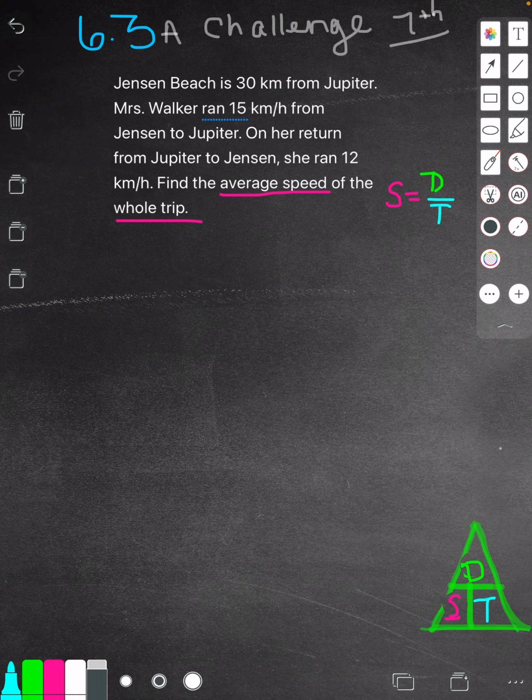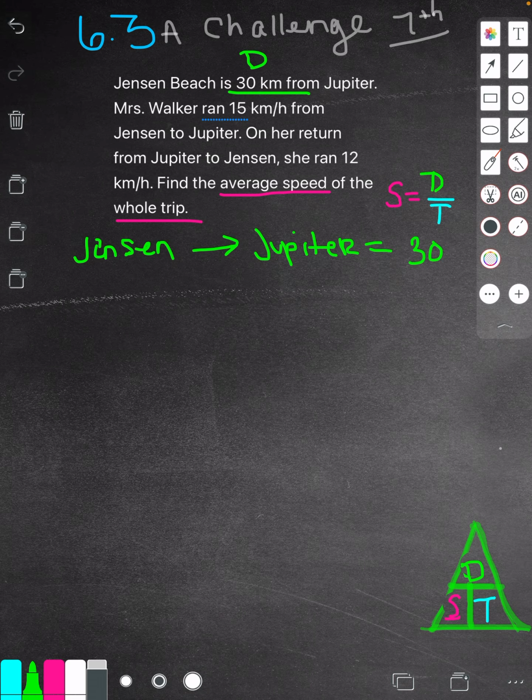So we can draw a picture. Maybe we want to go from Jensen to Jupiter. I know that was how long? Well, let's go back to the text. Jensen Beach is 30 kilometers from Jupiter. How far? 30 kilometers. I'm going to put a D over the top of that, and I'm going to label it in green because green is the color I'm using for distance. I know that that is going to be 30 kilometers.